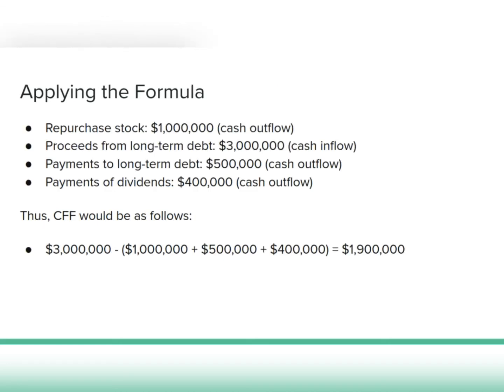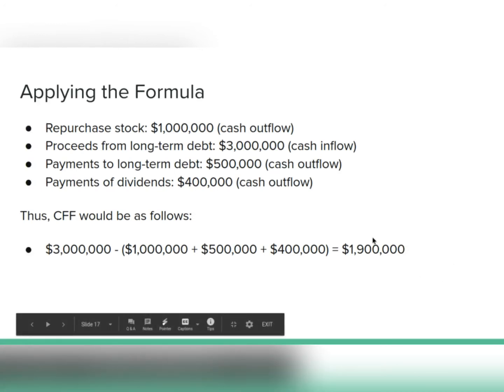And so how we could apply the formula would basically be, first, if you repurchase stock and it's $1 million, that will be considered cash outflow. If you have proceeds from long-term debt, $3 million, that would be considered cash inflow. Payments to long-term debt, $500,000, that's a cash outflow. Payments of dividends, $400,000 is a cash outflow. So basically, whenever you are spending money, it's a cash outflow. Whenever you are receiving money, it's inflow. So to calculate it, you would take your inflow minus the sum of your outflows, and you should get your balance for the financing activity section of the statement of cash flows, which in our case is $1,900,000.